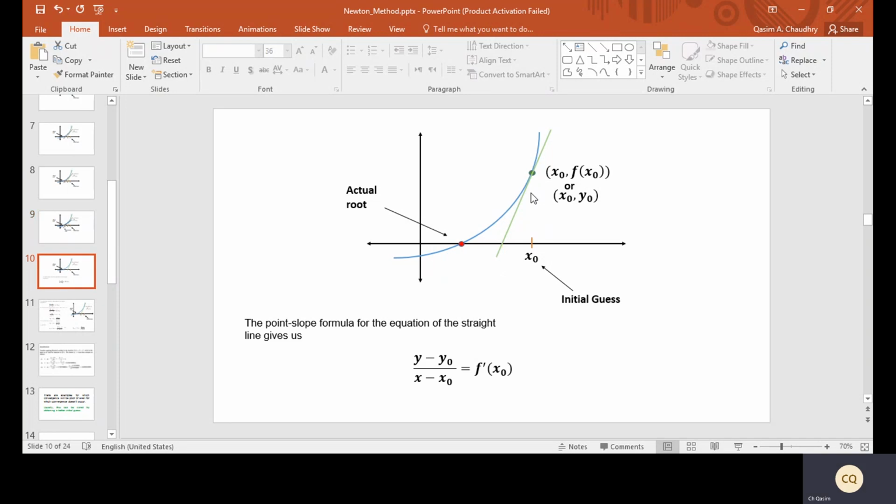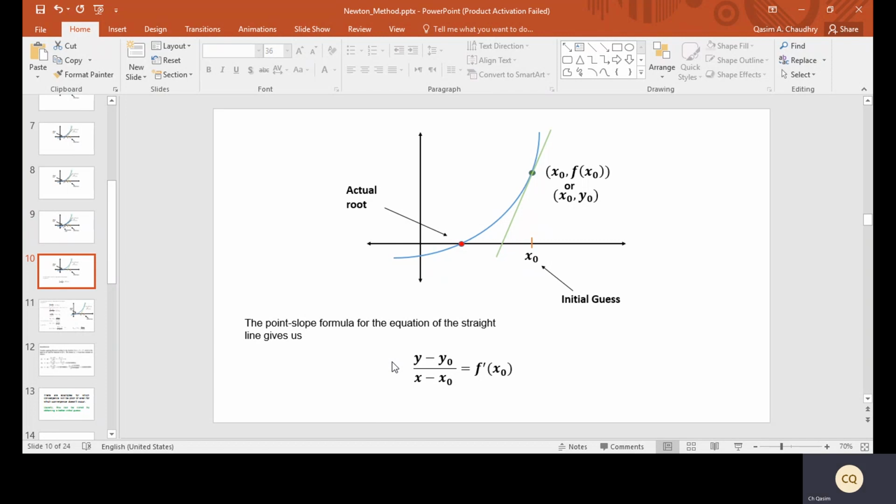Actually, the first step was that we had considered an initial guess. This was your initial guess, x naught. And then we had drawn a tangent line. So what is the equation for this tangent line at this point? This is simply the point slope formula for the equation of a straight line. What is the point? y naught, sorry, is the point. So (y minus y naught) over (x minus x naught) is equal to f prime of x naught.